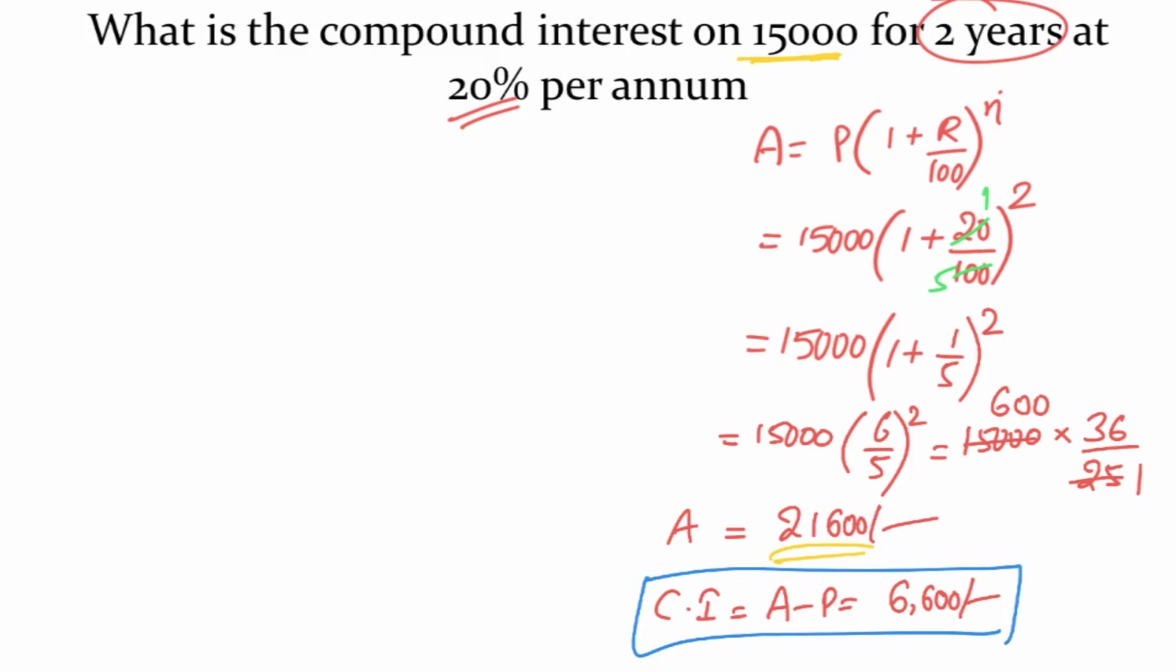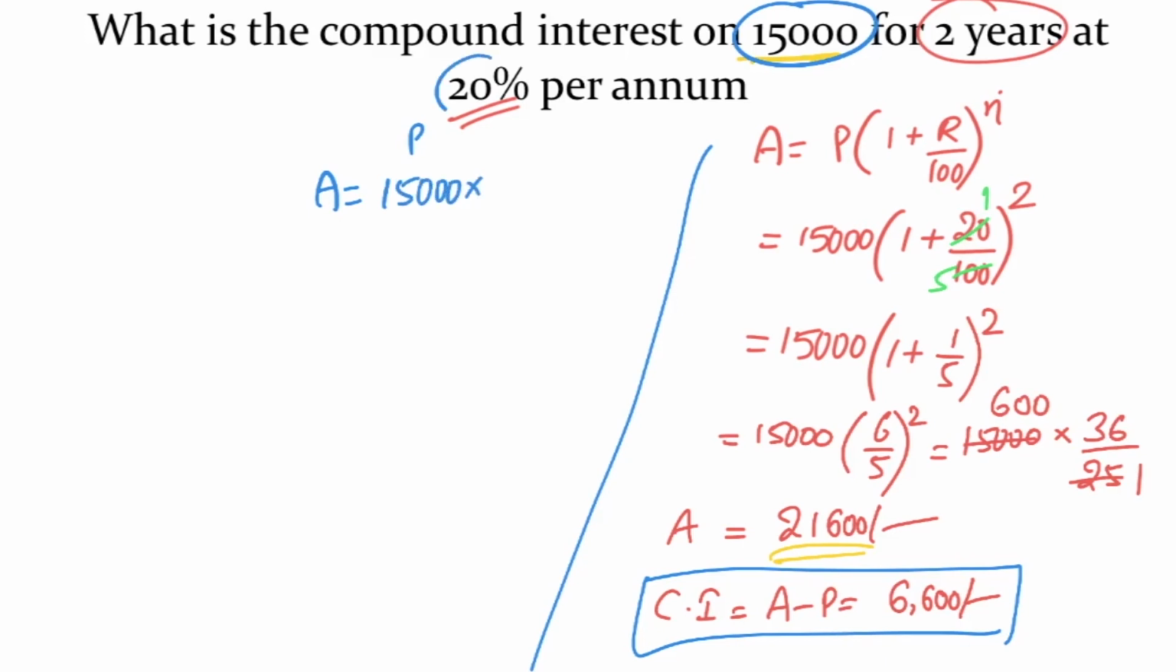Instead of using the formula, if you know the concept of percentages well, for finding amount, A is equal to P. How much is P? 15,000 rupees are borrowed, into what is the rate of interest? 20%. With 20% rate of interest, there is a 20% increment or 20% profit. What will you do if there is 20% profit? We multiply it by 120 by 100, and for 2 years multiply 2 times, 120 by 100, 120 by 100.